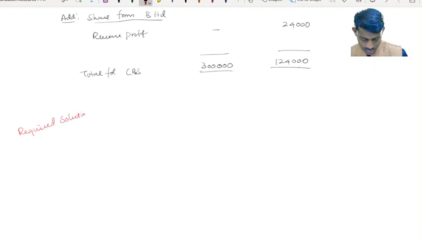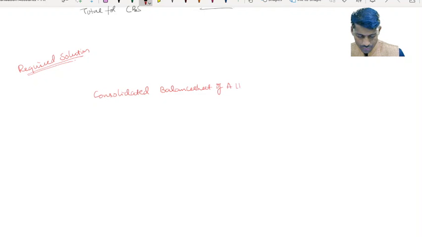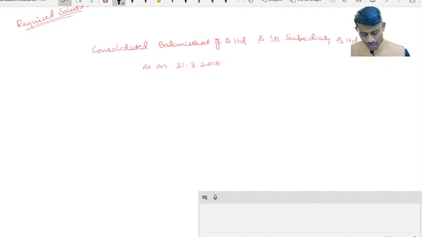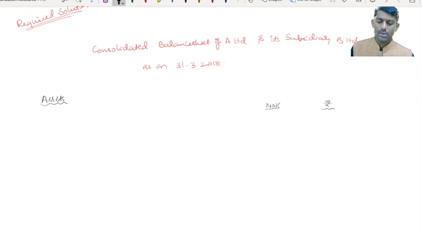Required solution. Consolidated balance sheet of A Limited and its subsidiary B Limited as on 31st March 2018. To start with, assets, note and amount.